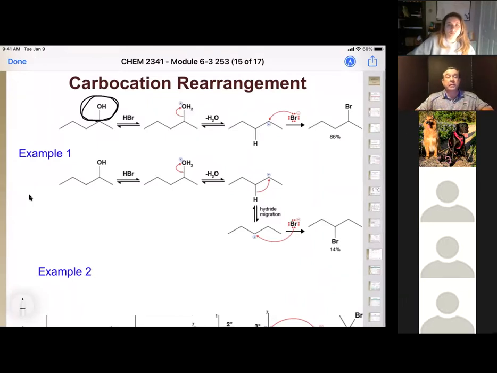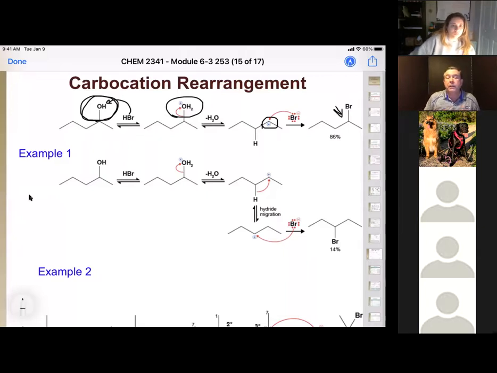Remember, OH by itself is a very strong base. It's a very bad leaving group, okay? We want a weak base to be a leaving group. So what we're going to do is protonate that alcohol to give us the protonated alcohol, and then that turns it into water. Water is a good leaving group. And then we form our secondary carbocation. And then our secondary carbocation can immediately react to form our 2-bromo pentane here.